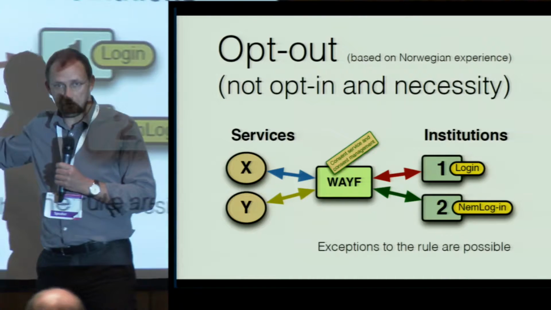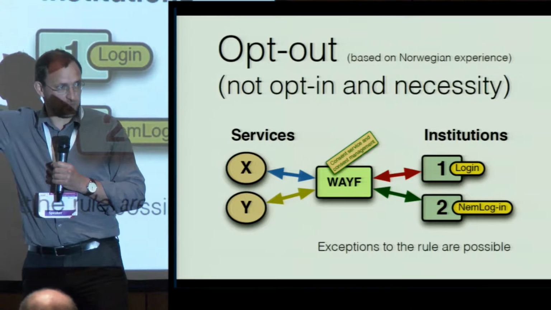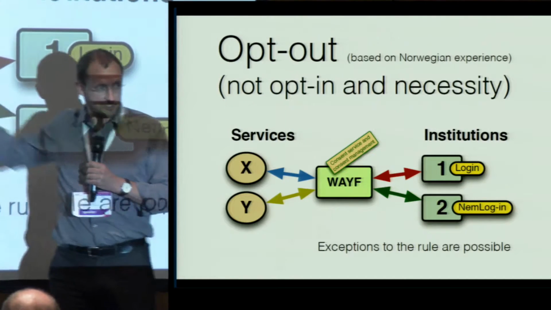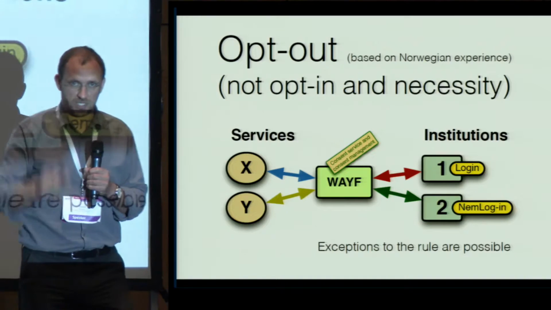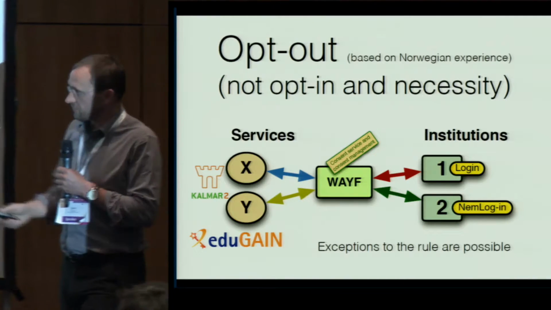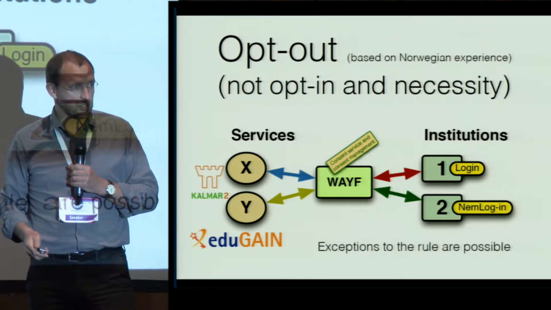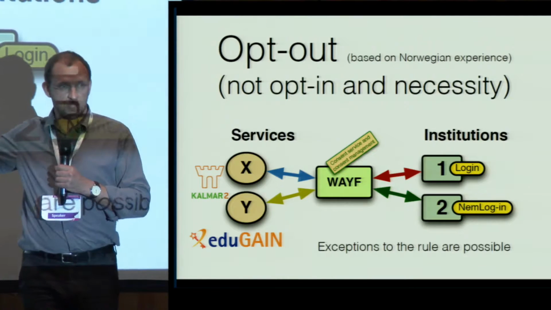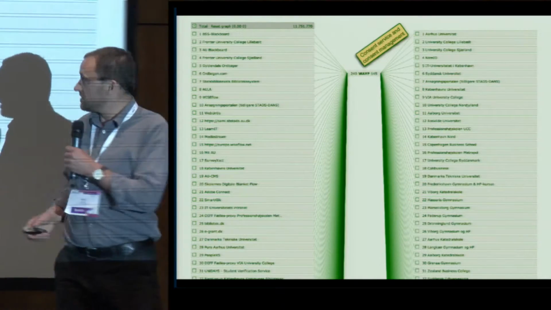We can turn off the consent dialogue for a particular service. When users from a particular IDP go to a particular service, we can turn it off. So we can tweak it here and there. And that also goes for Kalmar and eduGAIN services connected. So also there we have the consent dialogue engaged when you want to go to one of these.